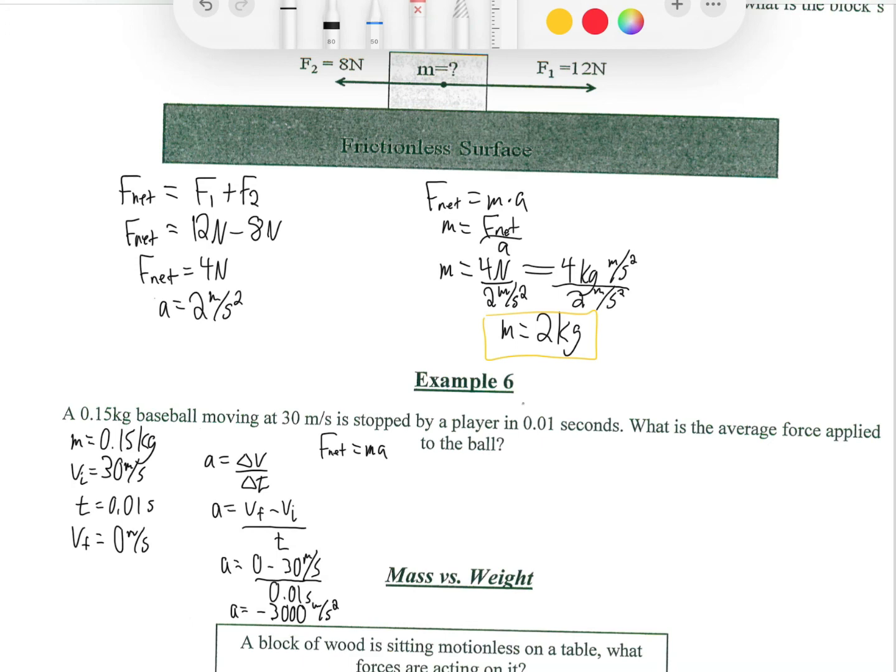Let's see what that means in terms of our force. We can plug it into our net force equation. F net equals our mass, 0.15 kilograms, times our acceleration of 3,000 meters per second squared, and we can include our negative. That's pretty much just saying which direction it's occurring. When we plug that into our calculator, you'll see that we get an answer equal to 450 newtons. So that's how we would solve that problem.